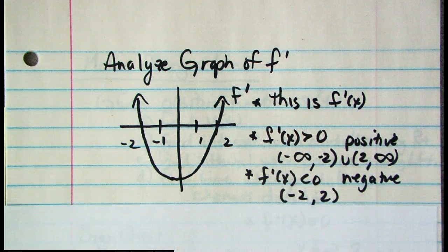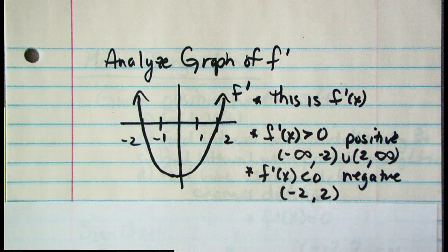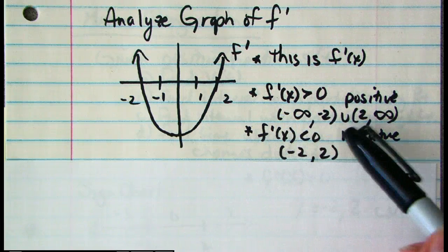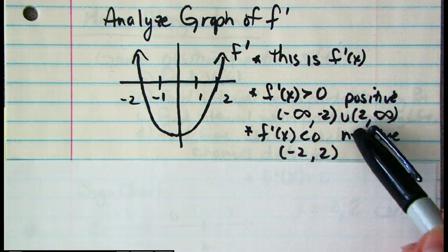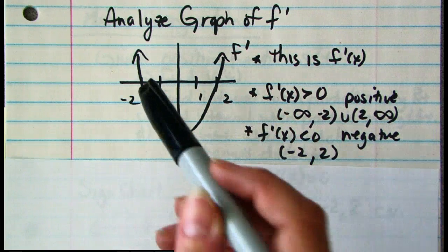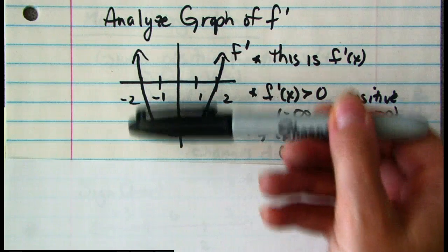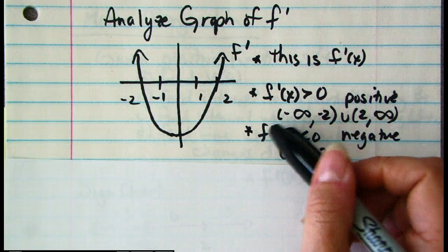Let's do the same thing for negative. Where is f prime of x less than 0? In other words, where are these negative? At what interval on my graph? So between the x values negative 2 and 2, all of these y values are negative. In other words, all of the slopes are negative.